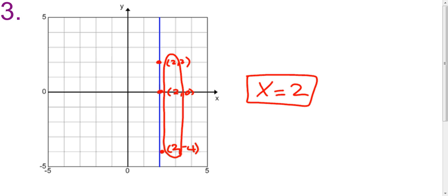Vertical lines are not functions, so I can't write this in function notation, because vertical lines don't pass the vertical line test. If I were to draw my vertical line right here, it would cross the line in infinitely many spots, not just one spot, and so it is not a function.